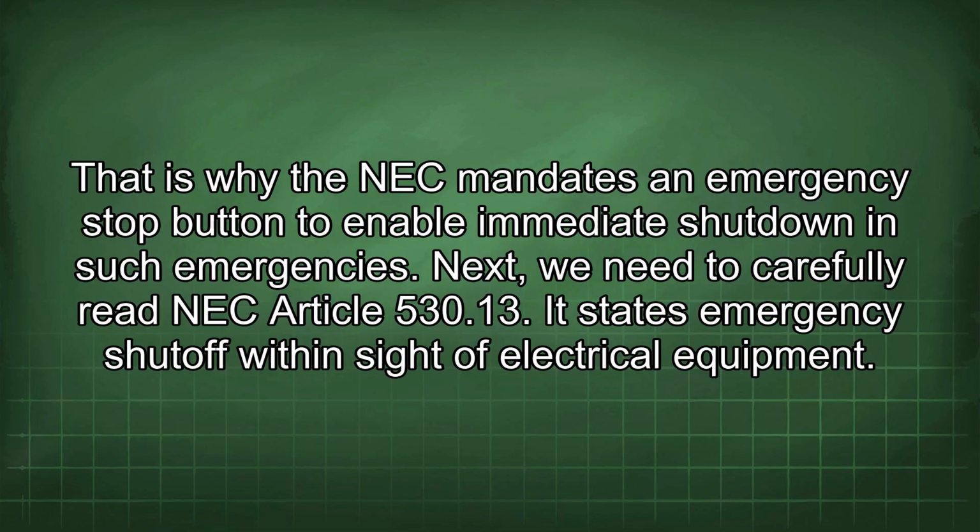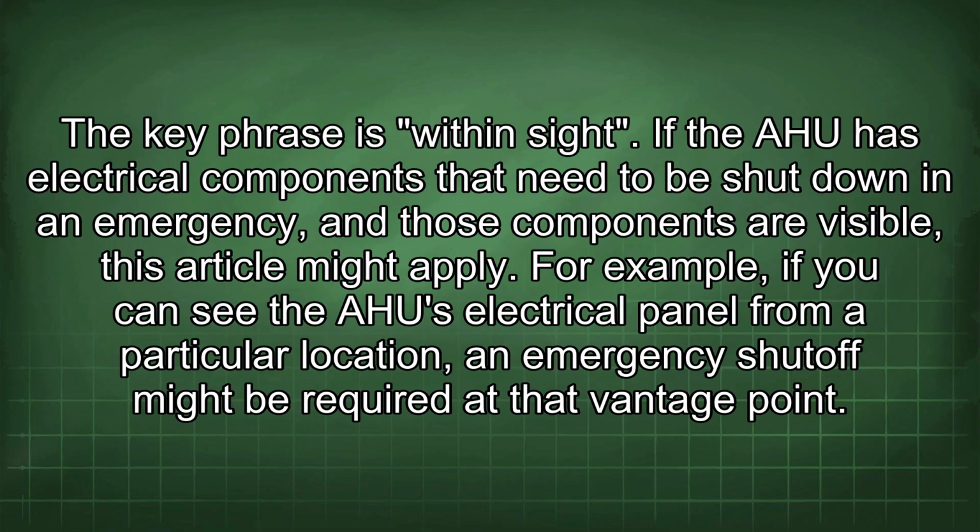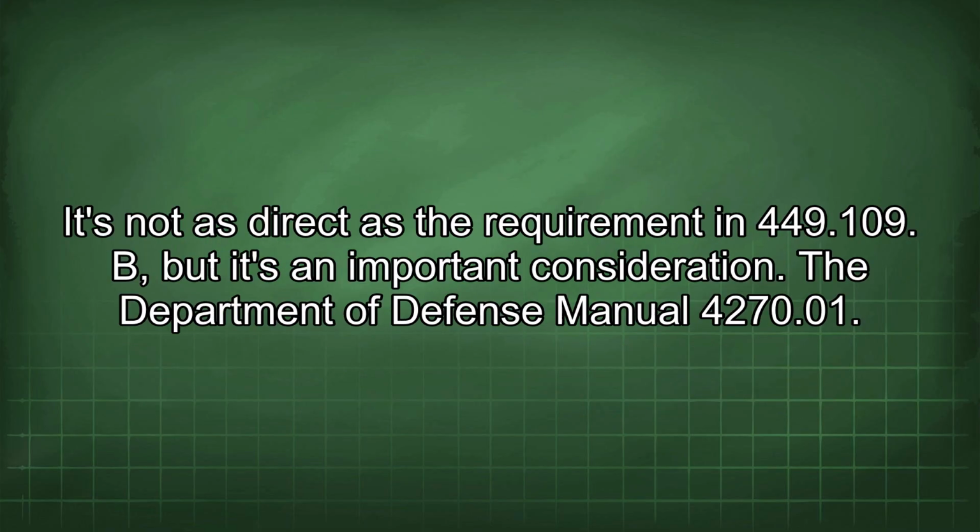Next, we need to carefully read NEC Article 530.13. It states emergency shutoff within sight of electrical equipment. The key phrase is within sight. If the AHU has electrical components that need to be shut down in an emergency and those components are visible, this article might apply. For example, if you can see the AHU electrical panel from a particular location, an emergency shutoff might be required at the vantage point. It's not as direct as the requirement in 449.109. But it's an important consideration.